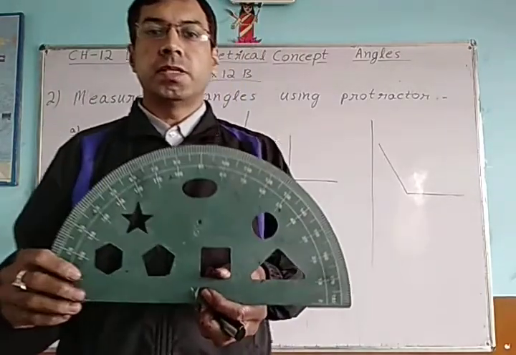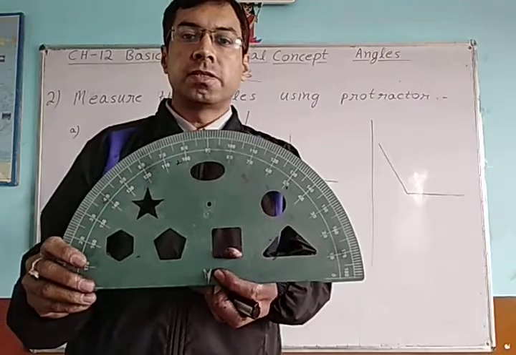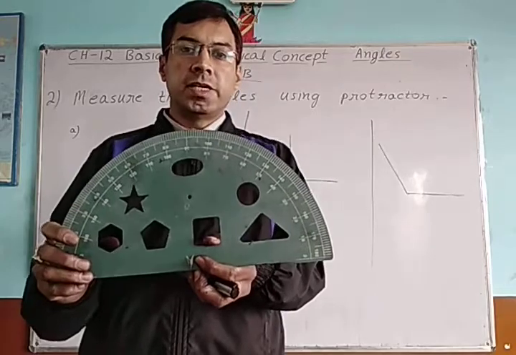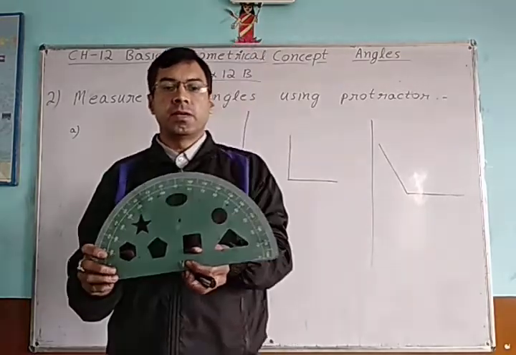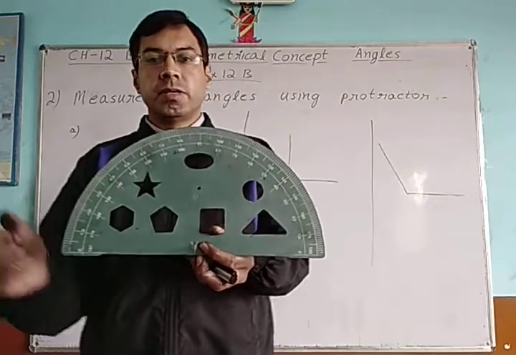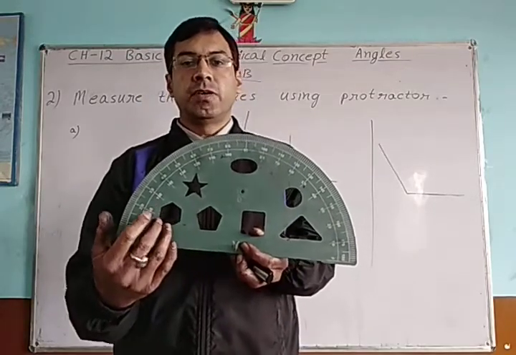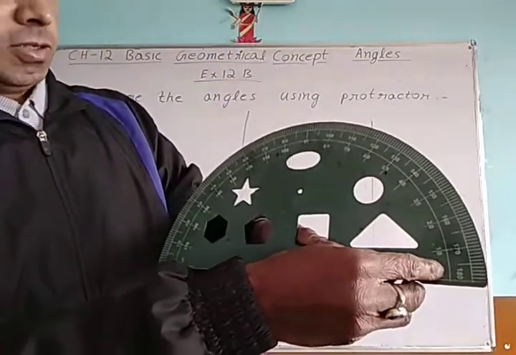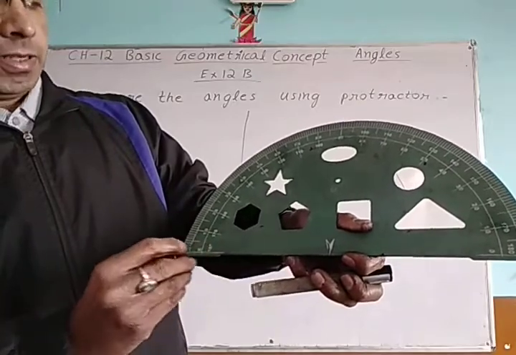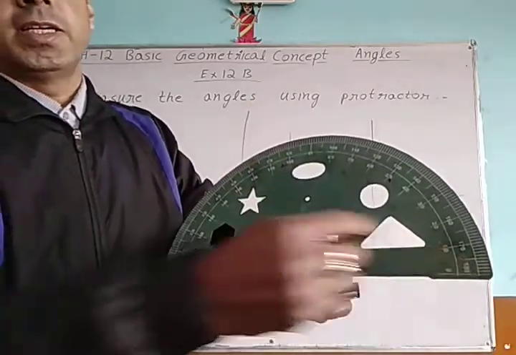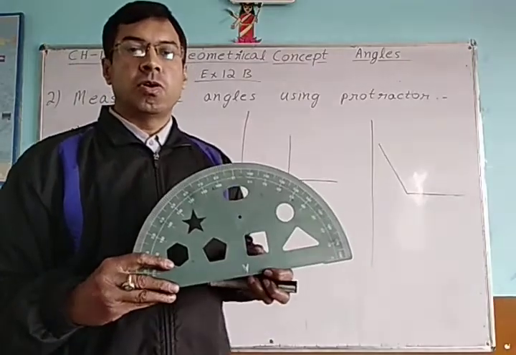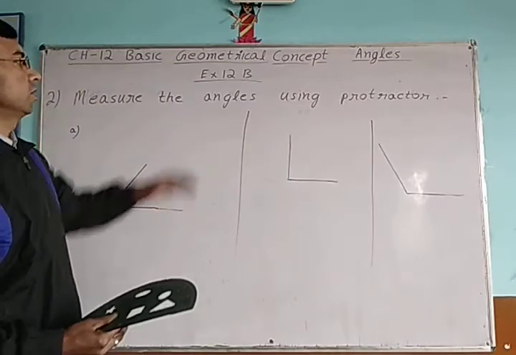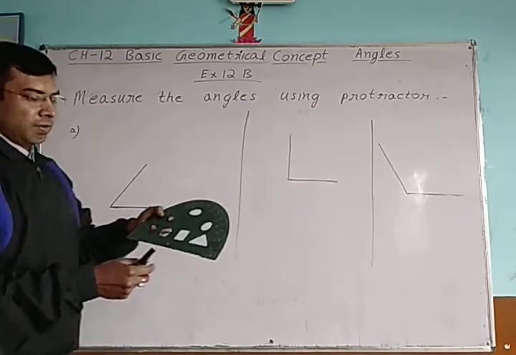Student, see, this is a protractor. A protractor is a plastic or metal semicircular instrument for measuring or constructing an angle of a given measure. Clear? Its measure is 0 to 180 degree from left and right both. You can see. Clear? 0 to 180. 0 to 180. Clear? It is used for measuring or constructing an angle. Now our second question is measure the angles using protractor. Clear? What we have to do?